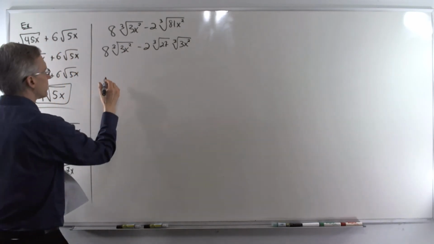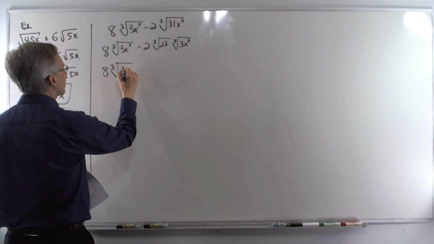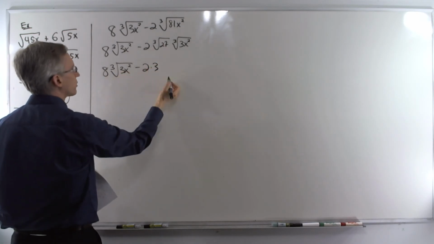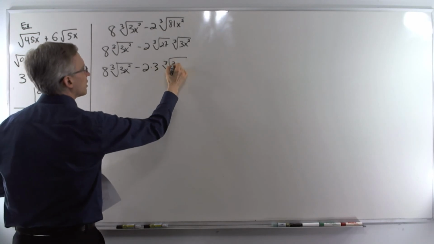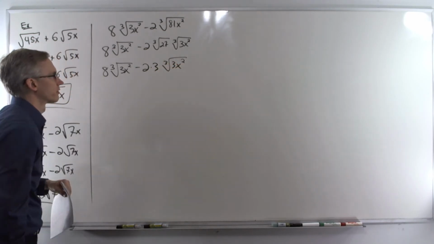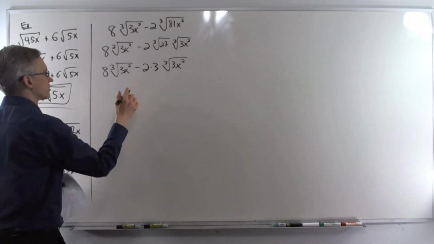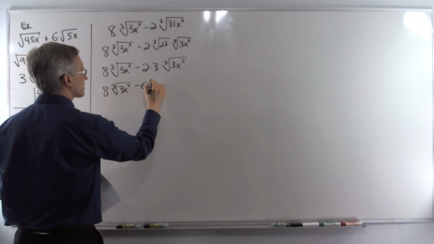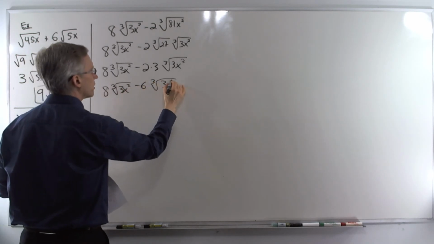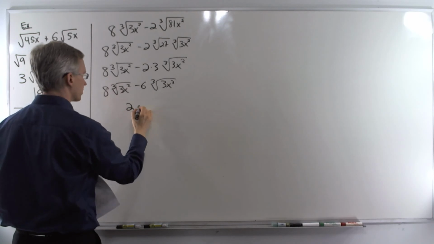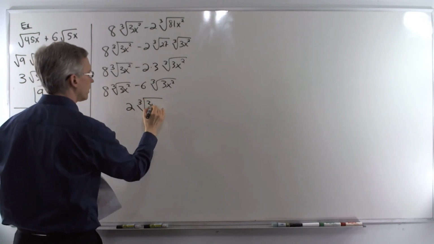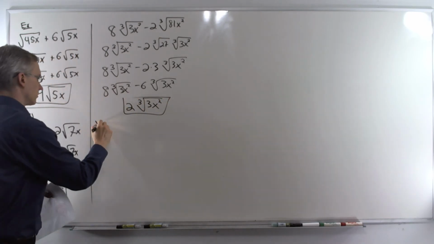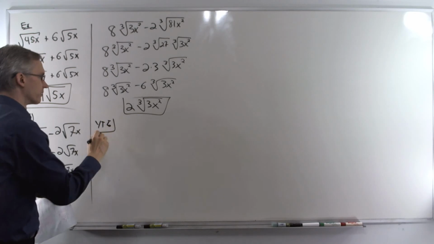All right, now I'll evaluate this. So we get 8 times the third root of 3x squared minus 2 times third root of 27 is 3 times the third root of 3x squared. That turns into 6, so we get 8 times the third root of 3x squared minus 6 times the third root of 3x squared. Subtract those and we get 2. So 2 times the third root of 3x squared. Your turn number 5.